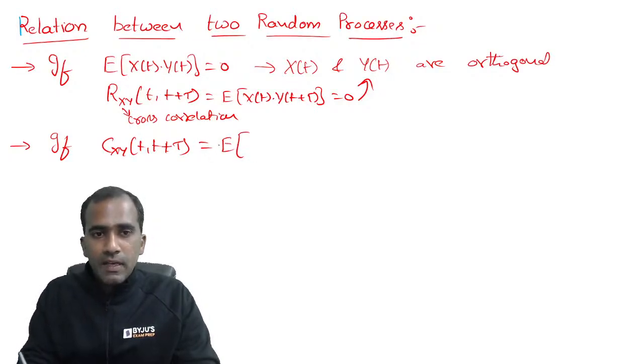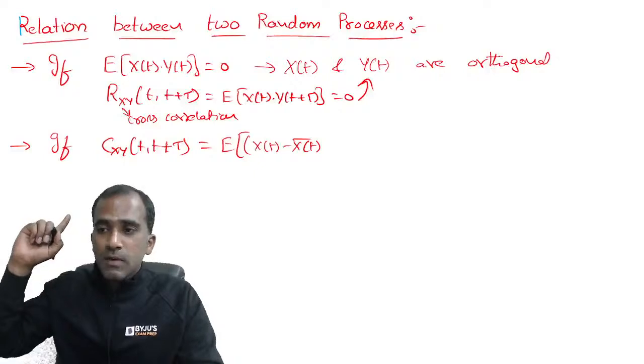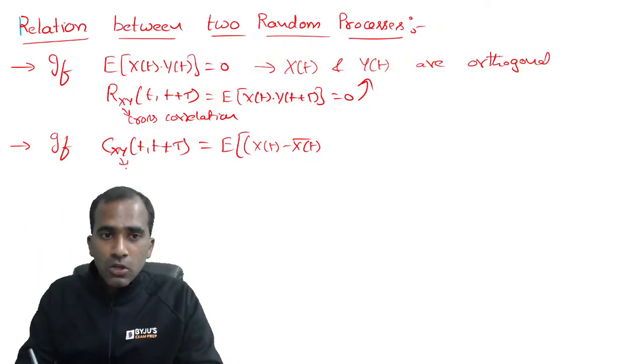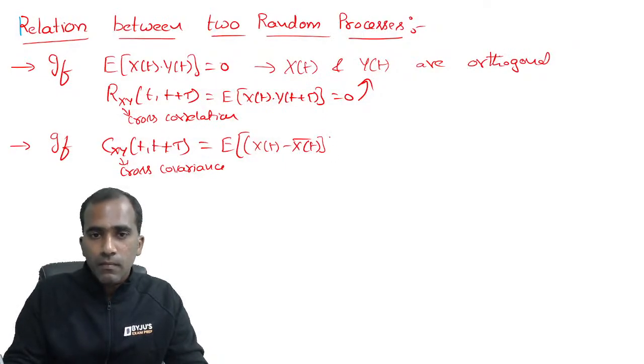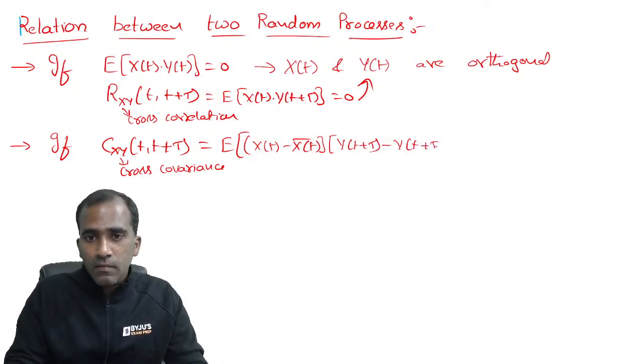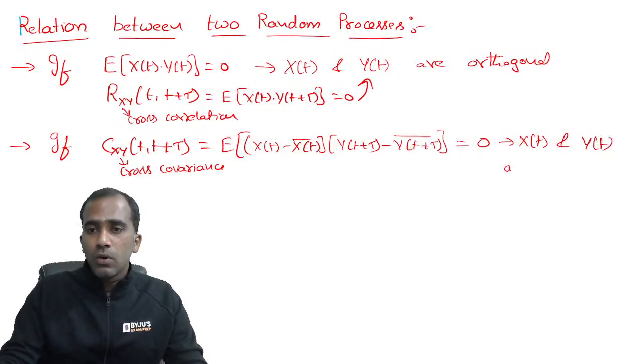Next, C x y of t comma t plus tau. The main definition of this is expectation of x of t minus x bar of t, into y of t plus tau minus y bar. It's like C x y, expectation of x minus x bar into y minus y bar, the covariance. We call it cross covariance because it is covariance between two different random processes. Same as whatever we have discussed in random variables, no deviation at all. Only the notation is different, the meaning is the same. Here y of t plus tau means the second random process is analyzed at time instant t plus tau seconds. So if this becomes 0, then we can say x of t and y of t are uncorrelated.